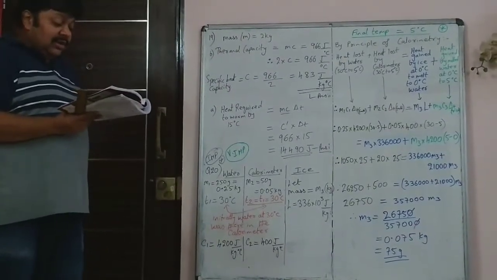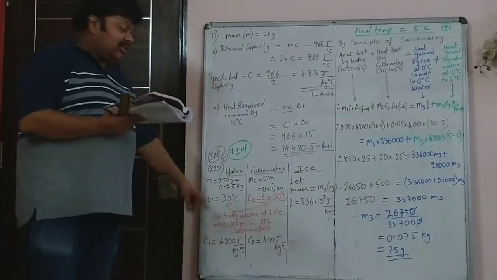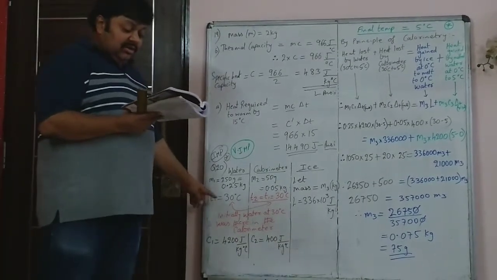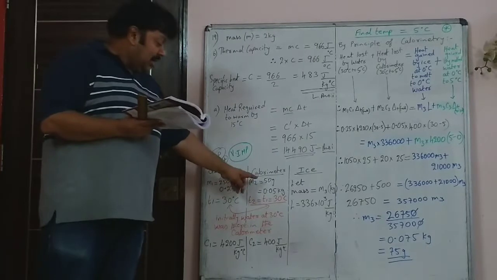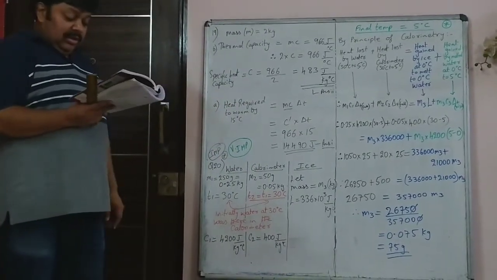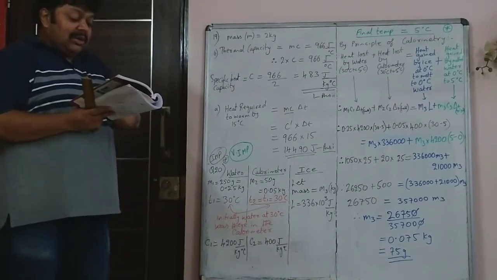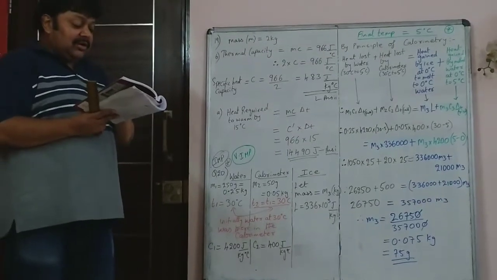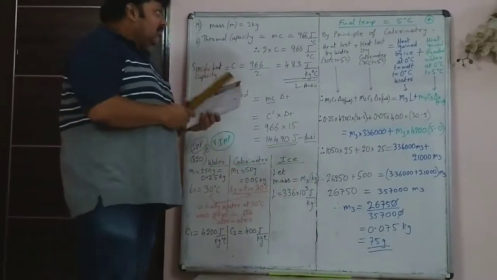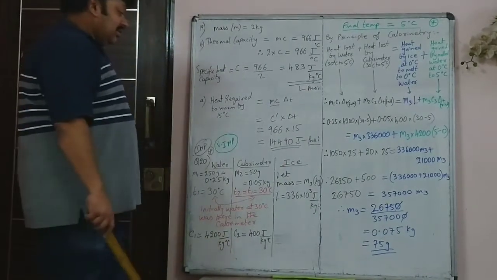It is given 250 gram of water, that means 0.25 kg, at 30 degrees Celsius, is present in a copper calorimeter of mass 50 grams, so 0.05 kg. Calculate the mass of ice required to bring down the temperature of the vessel and its contents to 5 degrees Celsius. So finally these both will have, along with the ice, a final temperature of 5 degrees Celsius.